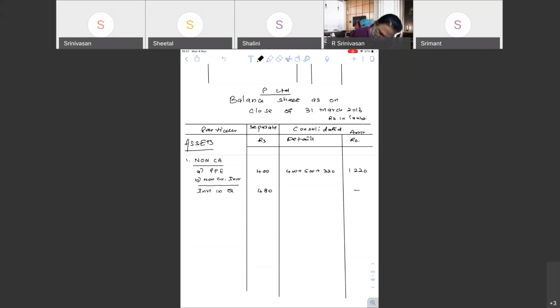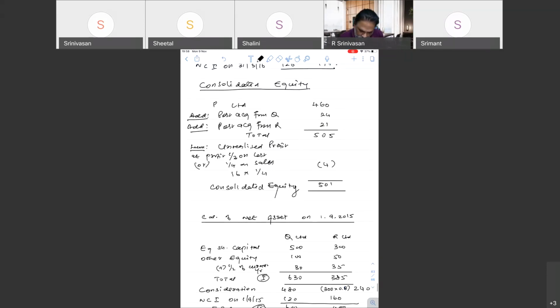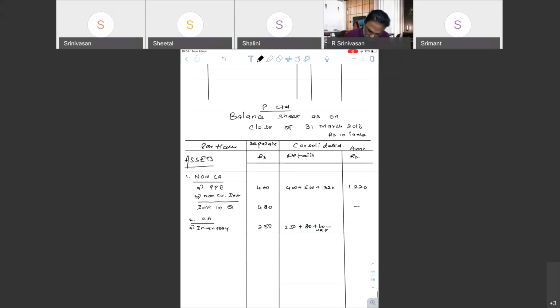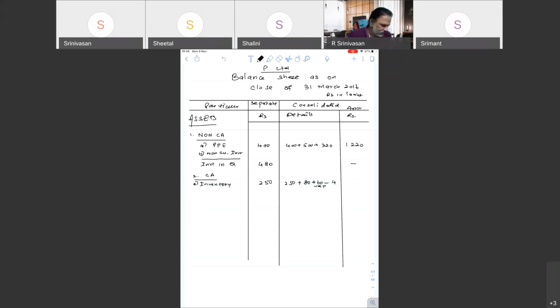Then second is current assets. First is the inventory. How much is the inventory? Inventory is here 250, and this will be 250 plus 80 plus 60 minus unrealized profit. How much was unrealized profit? Unrealized profit was 4. So minus 4 unrealized profit. That becomes 250, 330, 390 minus 4, so 386. Okay.